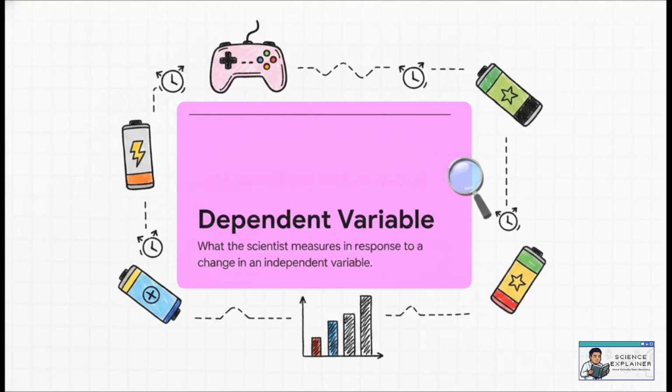Next up, we have the dependent variable. This is simply what you measure. It's the data that responds to your independent variable. If you change the battery brand, well, the dependent variable is how many hours the controller actually stays on. It literally depends on the change you made.